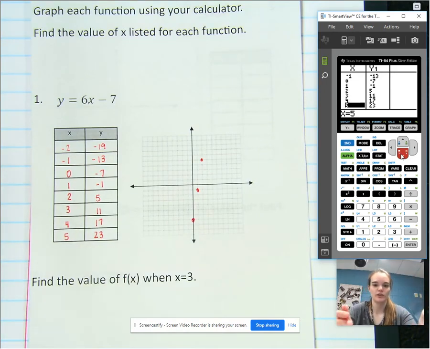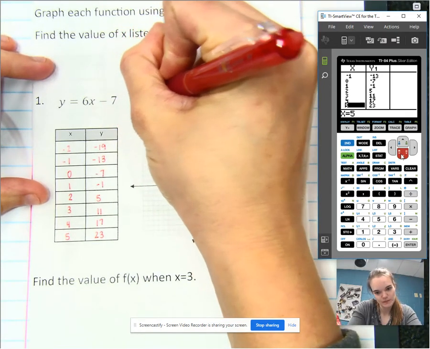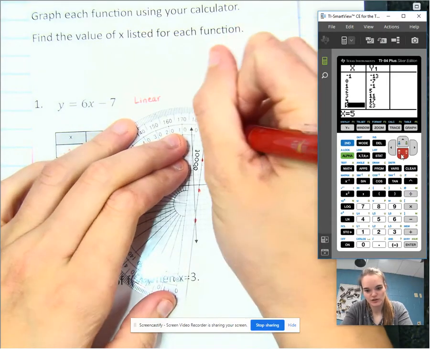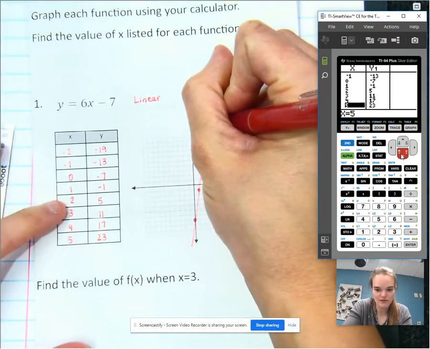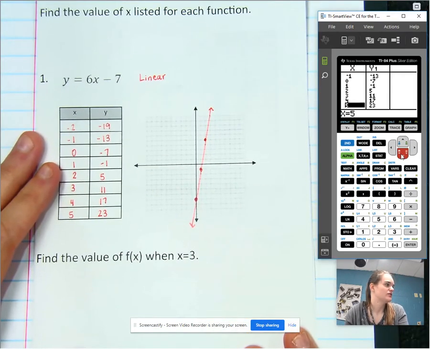I had to move. This one is linear, so we're actually going to write that down. This one's linear. Okay, and then I'm going to use my straight edge if it's linear and connect. Remember, I need you to graph it all the way across the coordinate plane here. Okay. All right, last, this is the new piece here.